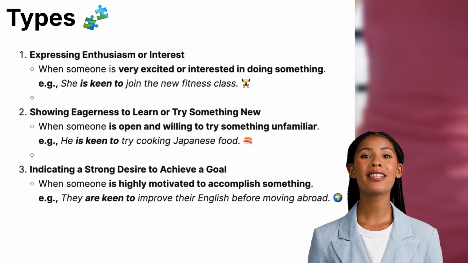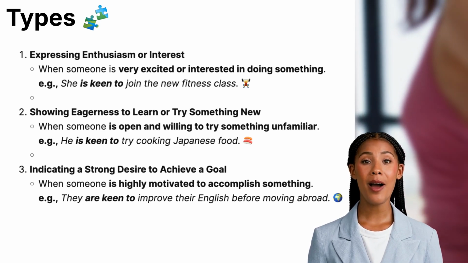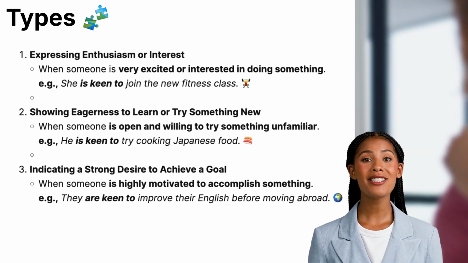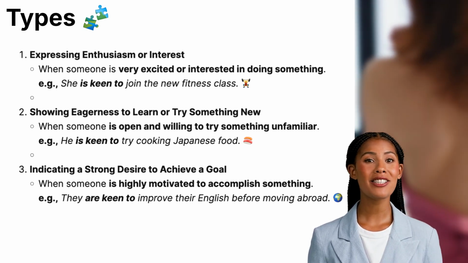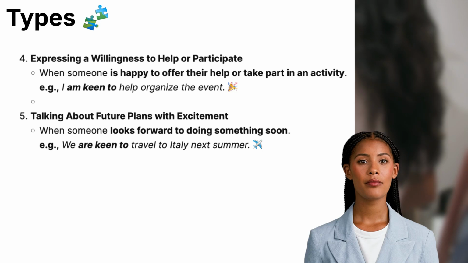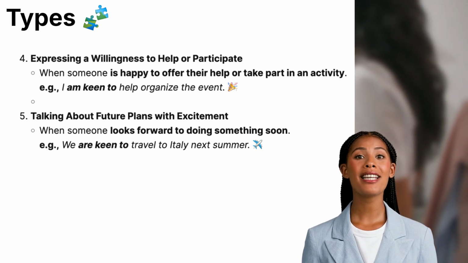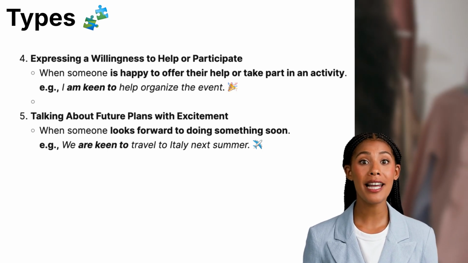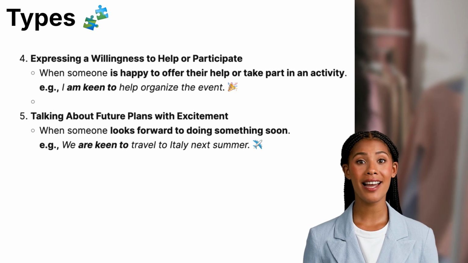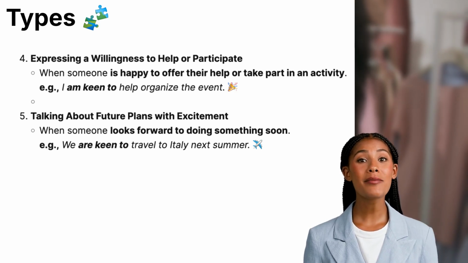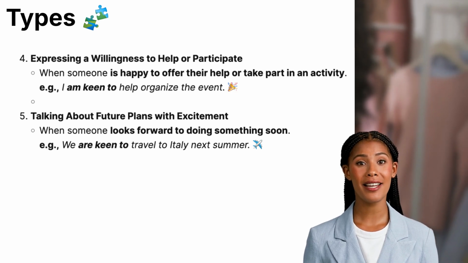More examples: he is keen to complete his degree as soon as possible. She is keen to develop her leadership skills. If someone is determined to succeed at something, be keen to is the perfect phrase. 4. Expressing a willingness to help or participate. Use be keen to when someone is happy to offer their help or take part in an activity. Example: I'm keen to help organize the event. This means I am happy to contribute and assist with the event.